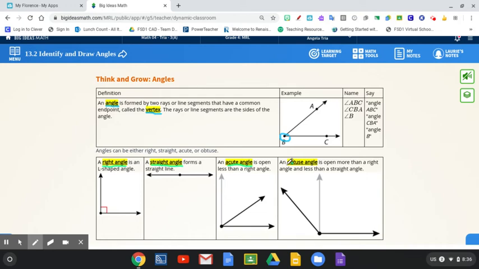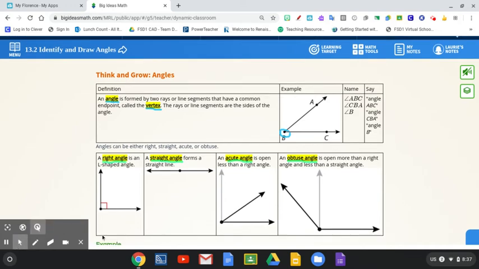And now the last vocabulary word is obtuse angle. An obtuse angle is open more than a right angle and less than a straight angle. So here we have that shaded right angle again, and then this obtuse angle is open more than that right angle. Now it can't be a straight angle because it needs to be less than a straight angle. So here we have the obtuse angle. So we're going to look at an example together.